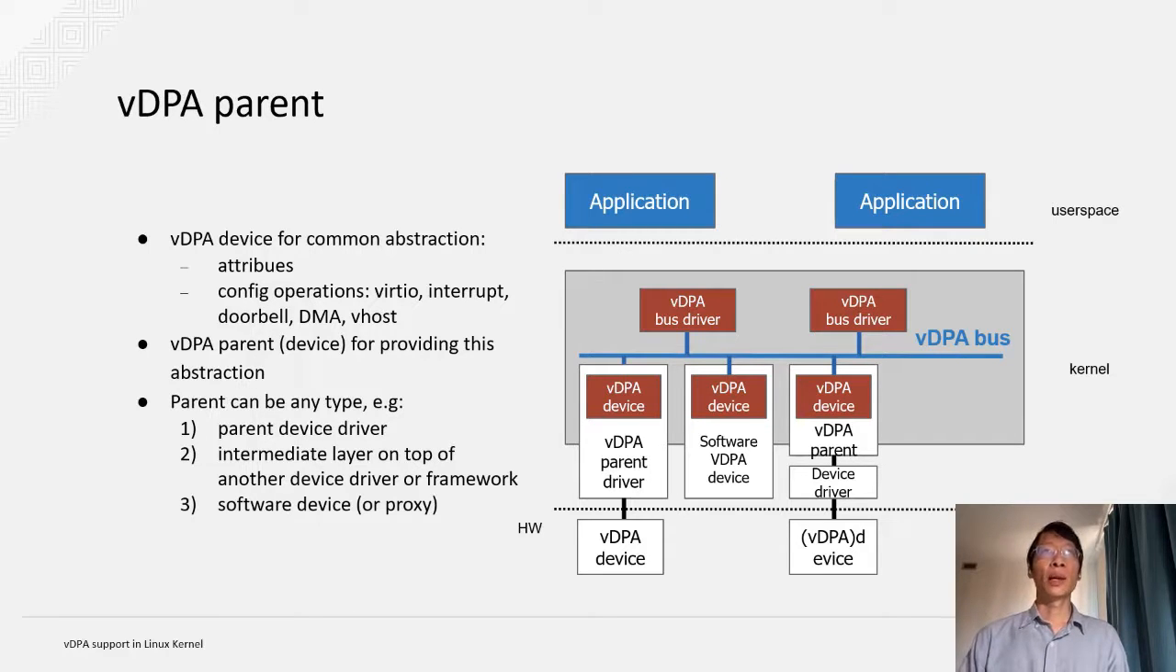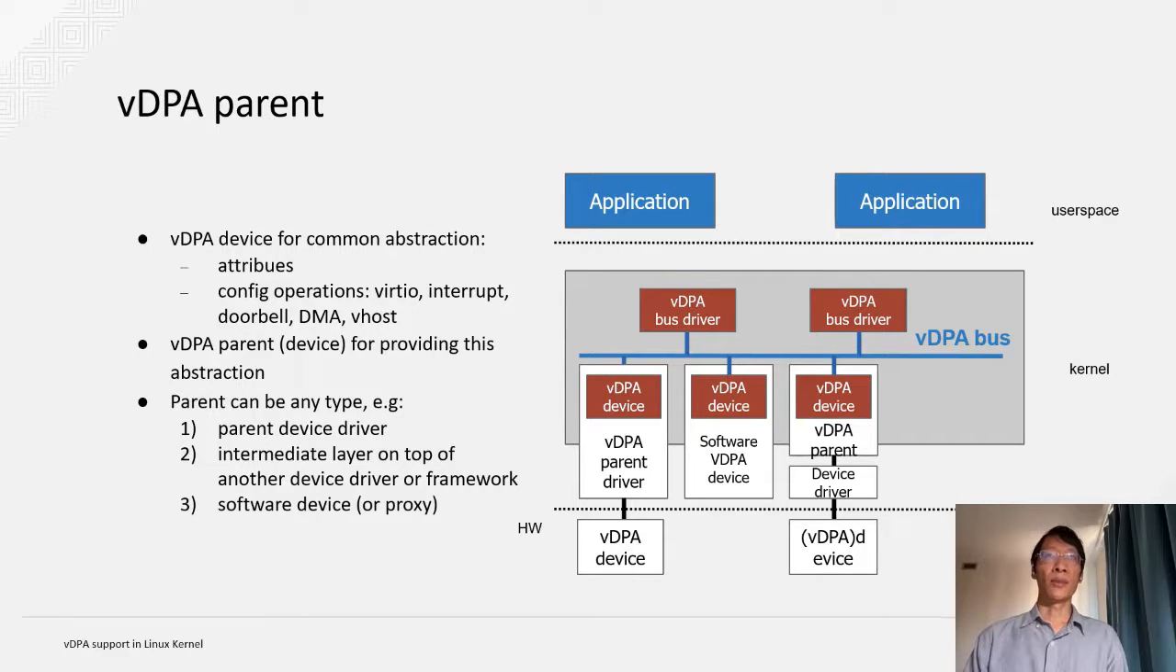So the VDP device is for the common abstractions, and the VDP parent is the module that provides such abstractions. It needs to provide the common attributes and to implement the config operations of the VDP bus. The config operations usually contain several different types. For example, they will contain the virtio-specific operations such as virtio attribute setting, device state, feature negotiation, etc.